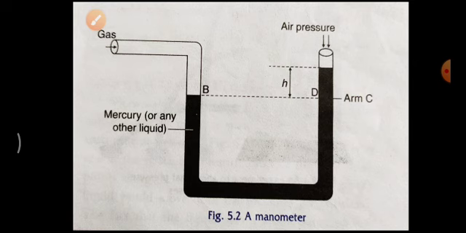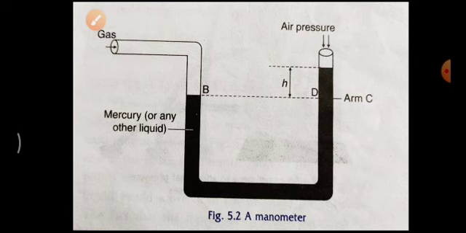Then if the gas exerts a higher pressure, what will happen? If the gas enclosed in the vessel on the left hand side exerts more pressure compared to the air pressure or the atmospheric pressure, then what will happen? The liquid rises in arm C. Obviously the liquid will rise in arm C.